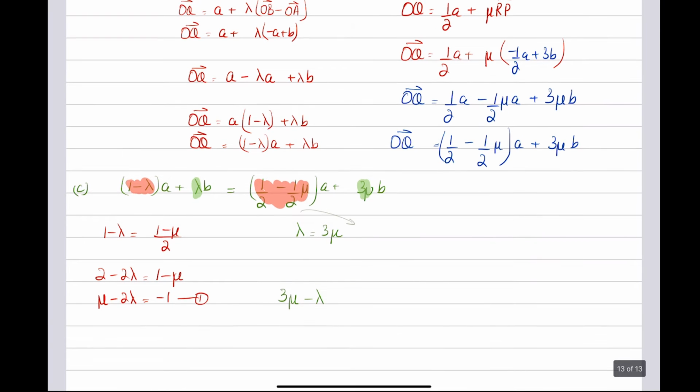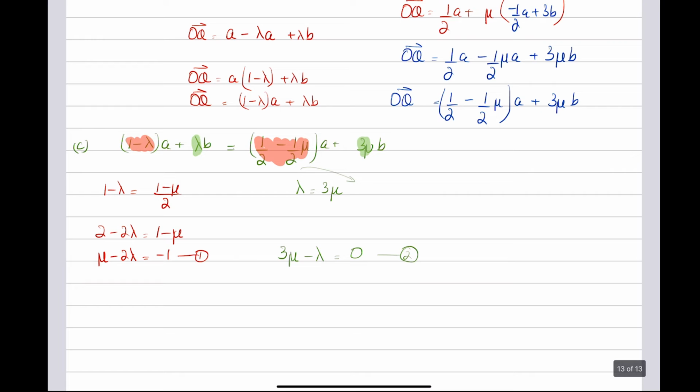So I've taken lambda over to the other side, equals 0. Here's your second equation. Now I'm writing it like this in such a way that whatever method I opt for, which is elimination, not substitution, is easier. But we're going to save some time and do it in a calculator.